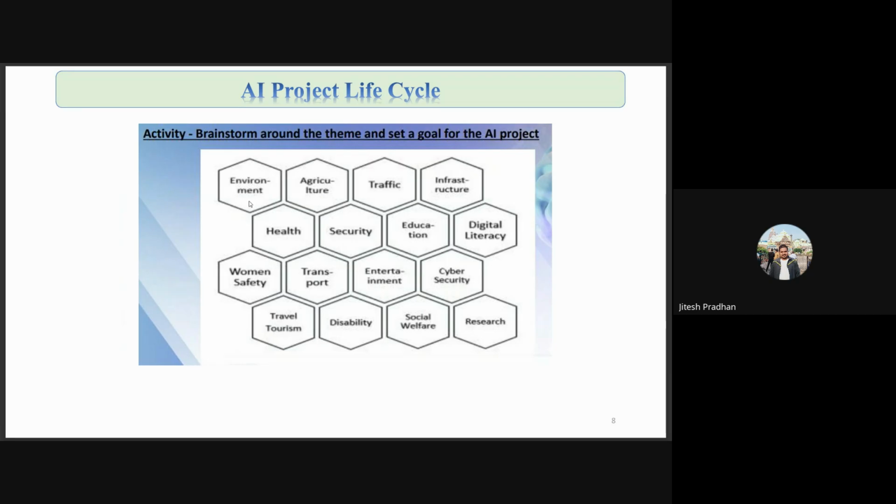In case of environment, what can be a problem? For example, production of CO2 and its implication on global warming. There are so many things. If you have real-time data, then you can predict the effect of CO2 on global warming. Okay, environment. For agriculture, what kind of problem is there?